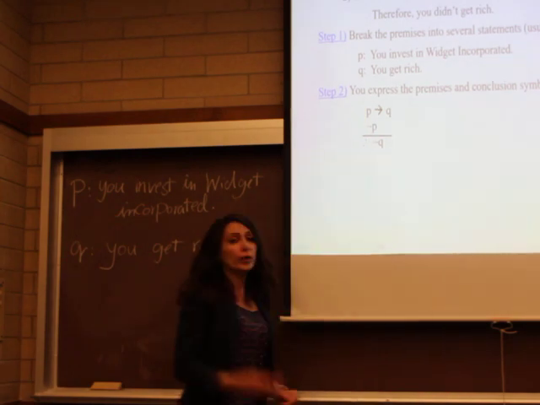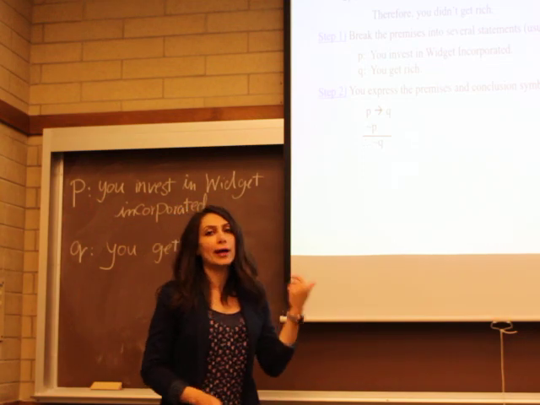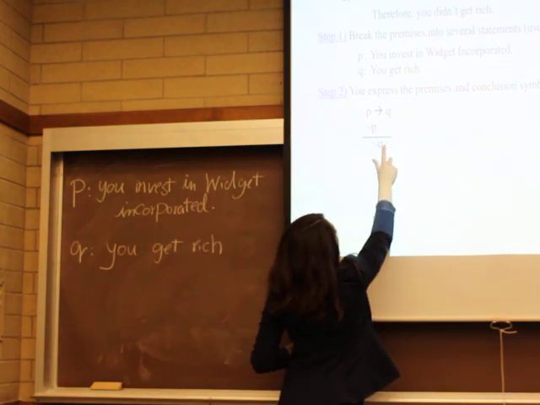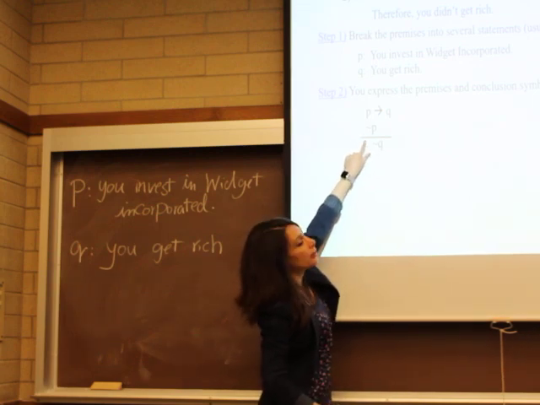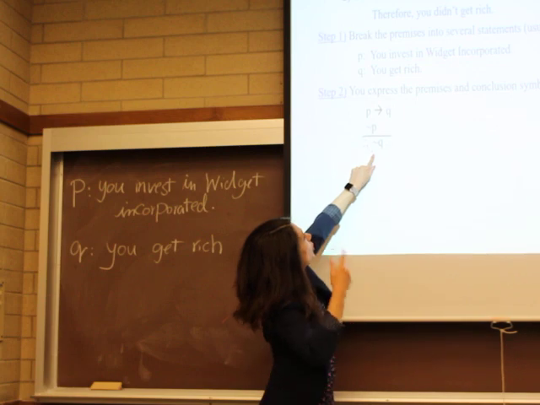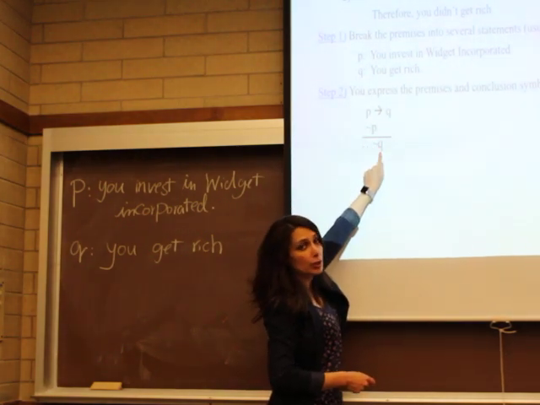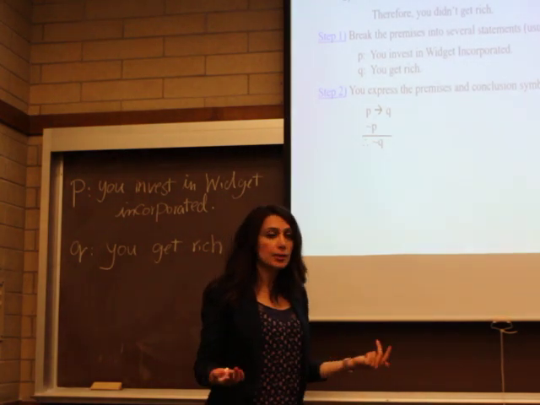Therefore, when I say therefore, the word therefore tells me that now we have a conclusion. So I draw a line, right? Then conclusion, therefore you didn't get rich. I use this symbol, it means I have a conclusion. You get rich is Q, you didn't get rich then is not Q. So I changed the whole argument into symbols.